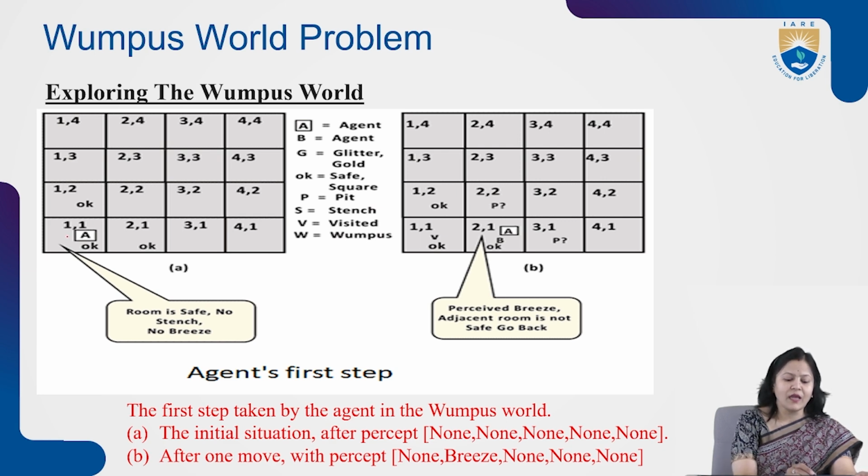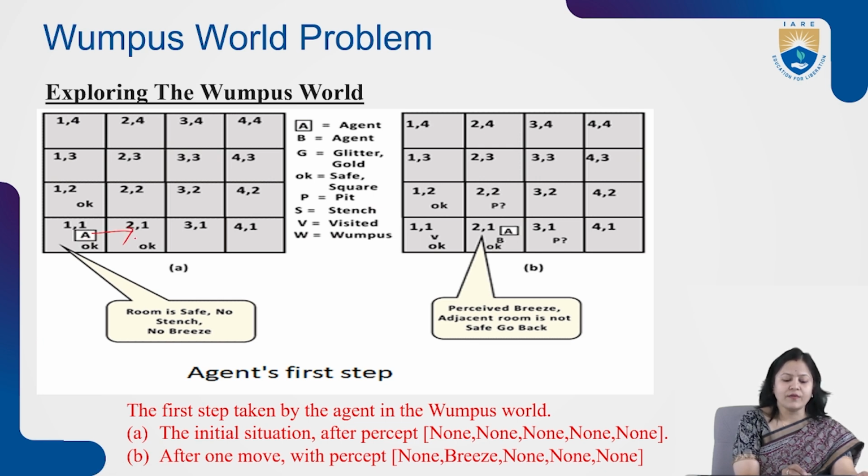So initially the agent is present at the position 1-1. As per the problem statement of the Wumpus World problem, the agent can start in the forward direction. That means the agent can move in this direction or this direction. Any one direction the agent has to move. So let us discuss that the agent will move forward in this direction, the right direction.